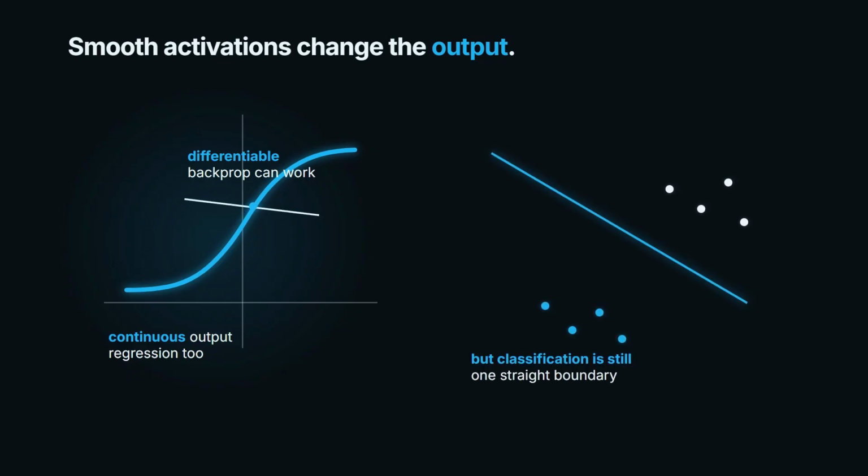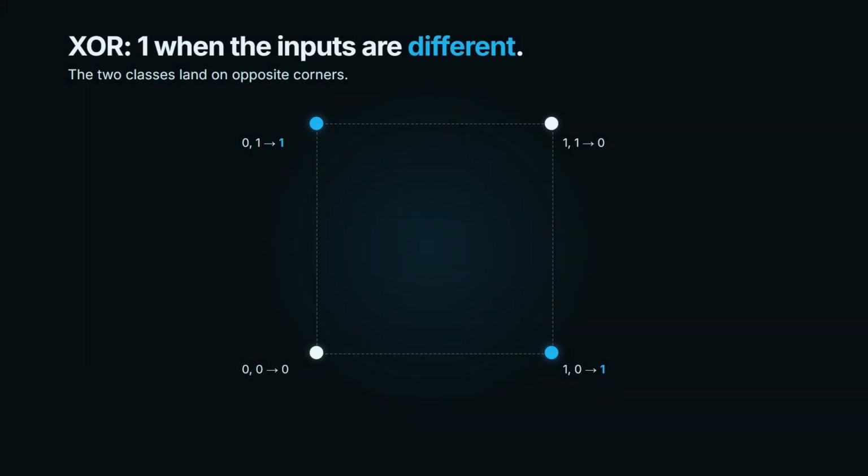But note, swapping the activation does not change the neuron's limit. Its boundary is still a single straight line. Here is the classic problem that once stopped neural network research cold. It is called exclusive OR, or XOR. Two inputs, and the answer is 1 when exactly one of them is 1.